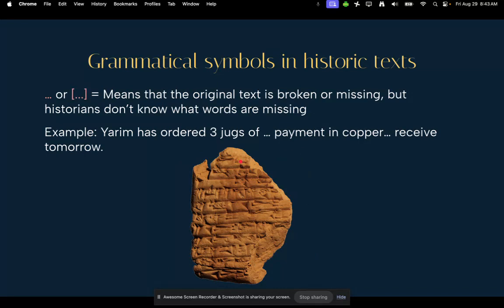And with clay, what happens to it? It breaks over time. So you can see that there are some words right here, but then, oops, the clay tablet's broken. So that's when the translator would put dots, because, well, we don't know what's in there because it's broken.